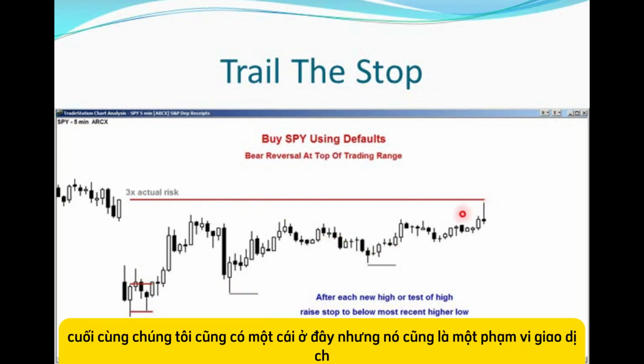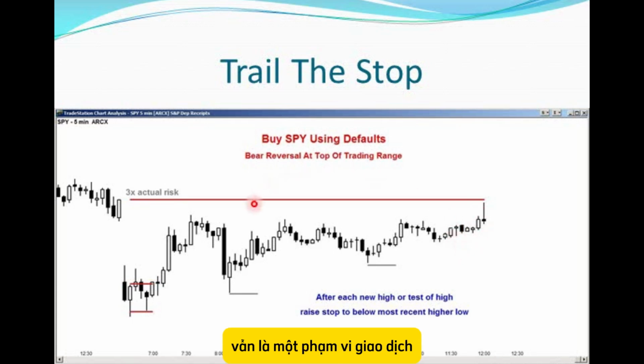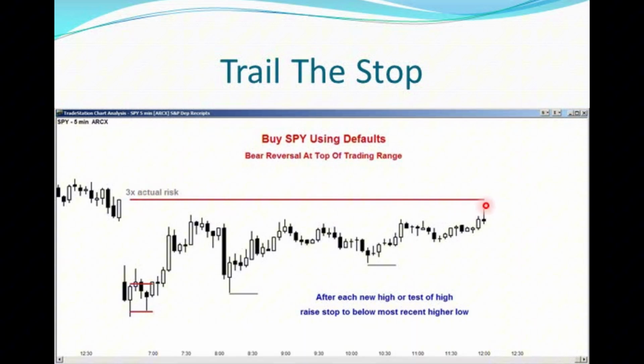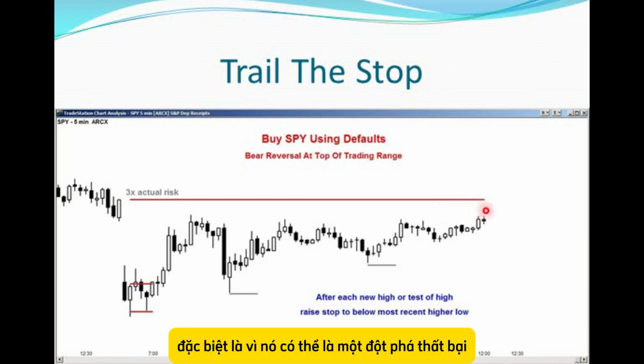We finally got one here, but it's also a trading range. So at the moment we don't know if this is going to remain as a trading range or if we're going to continue up in a bull trend. We're just below the target for the second exit, and we're getting a bear reversal bar. So that is a problem. Traders will probably look to exit below this bar, especially since it could be a failed breakout above the top of a trading range.